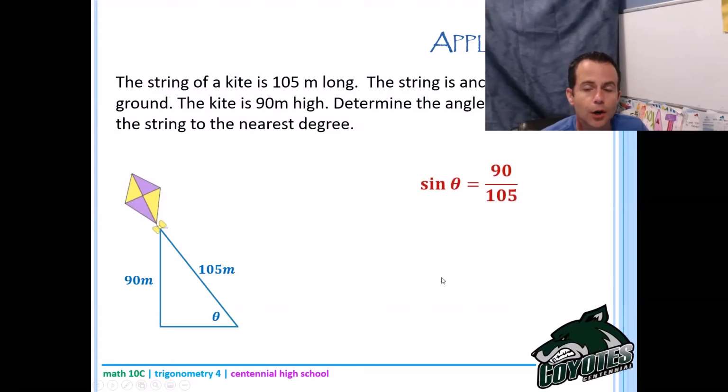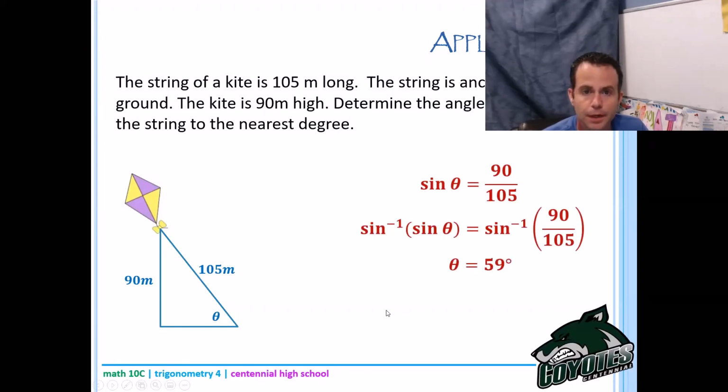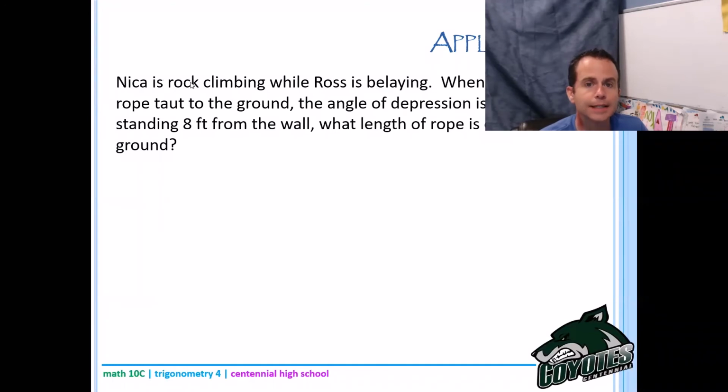I'm going to arcsine and get 59 degrees. Okay? The angle of elevation is 59 degrees. Nika is rock climbing, while Ross is belaying. When Ross pulls the rope taut to the ground, the angle of depression is 73 degrees. If Ross is standing 8 meters from the wall, what length of rope is off the ground?